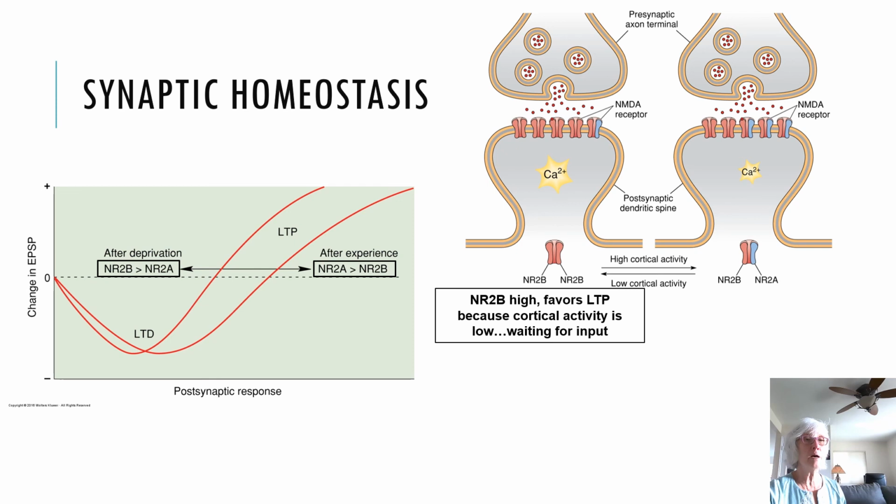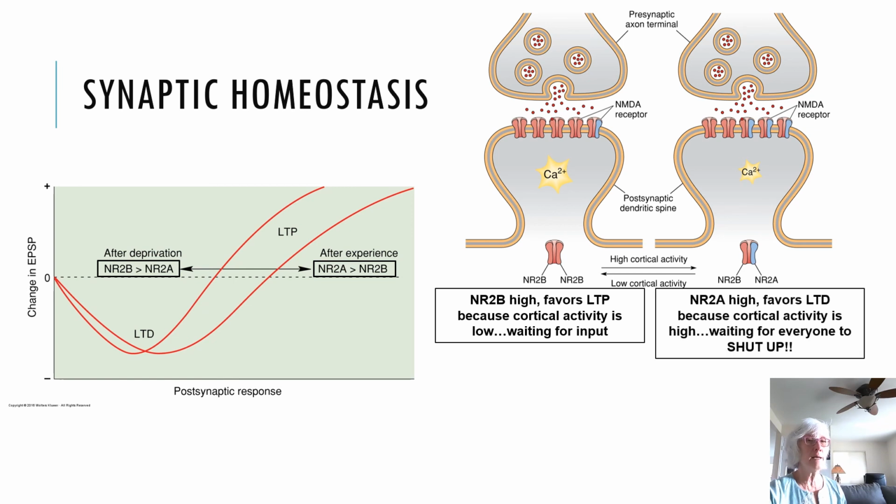So long-term depression is favored when we have more NR2A, and that is because our cortical activity, we're high. And so we're potentiated. So we are just waiting for everyone to just shut up, right? So that is why LTD is favored when we have more NR2A.